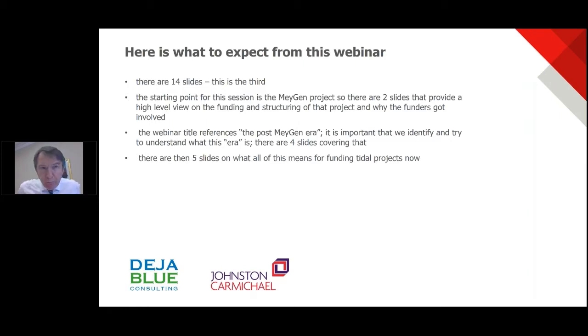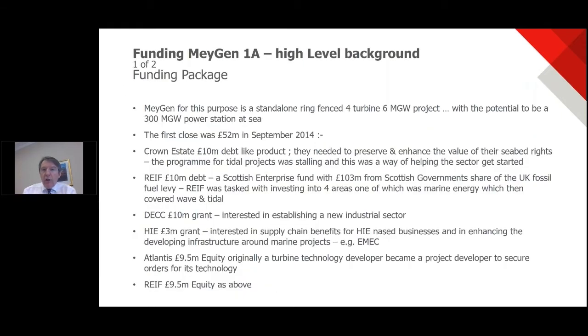So the first of 2 slides on MeyGen 1A. Now, what I want to make clear is that this was the situation, this slide and the next, when MeyGen 1A was first funded. The project, of course, has moved on considerably. The financing and the structure will be very different now, but this is how it was at the time, and I think it's informative.